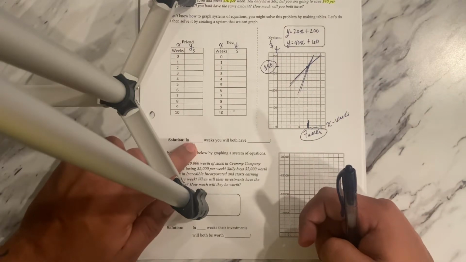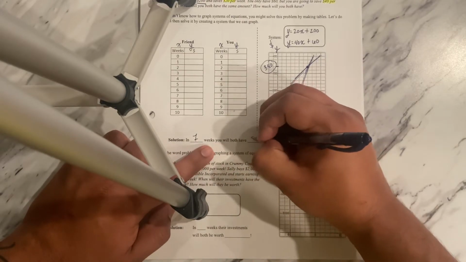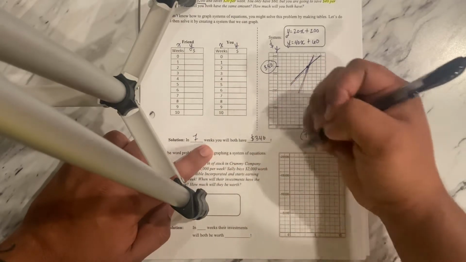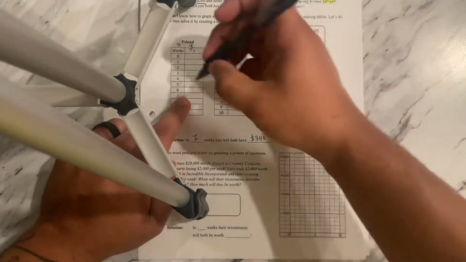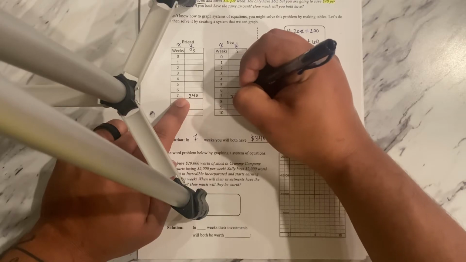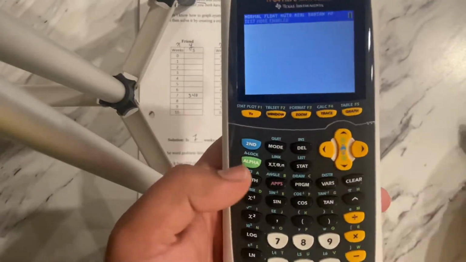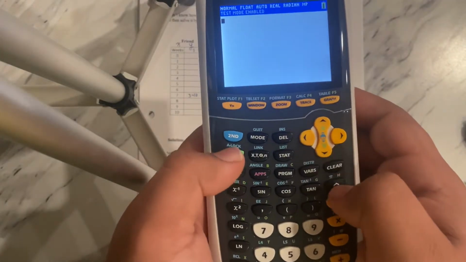And right here we can write the solution. In 7 weeks, we will both have $340. To fill in the table, we can go straight to 7 weeks, 340. Show you something real quick on the calculator to show that we can make our tables nice and neat.